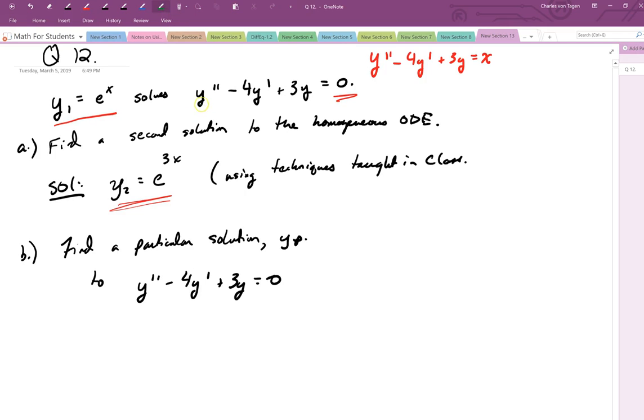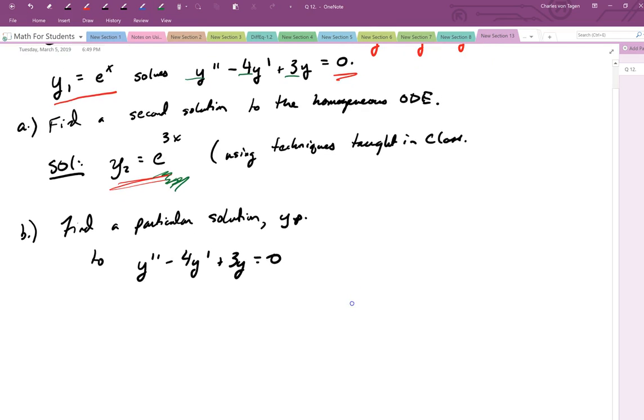Just so you know, going forward, since the coefficient functions are all constants, it turns out there's actually a really easy way to find the solutions to this second order ODE, and we'll talk about that next time in section 4.3. But anyway, you could certainly use the techniques we taught in class, and so I was able to find a second solution to this.